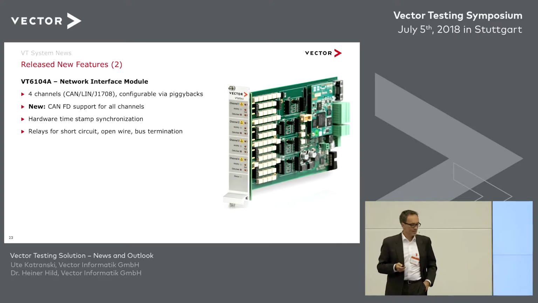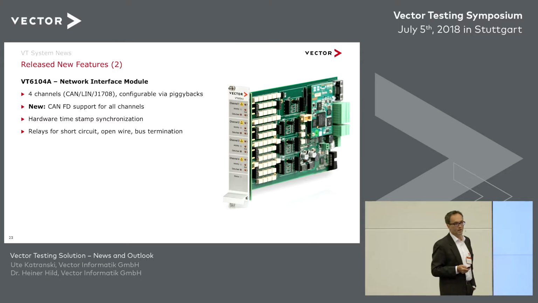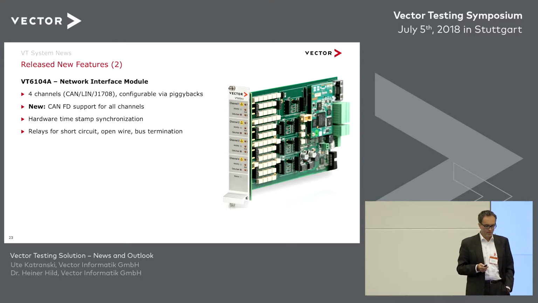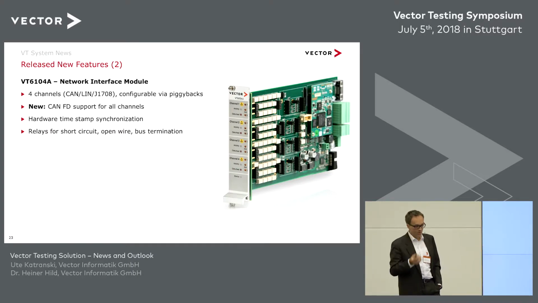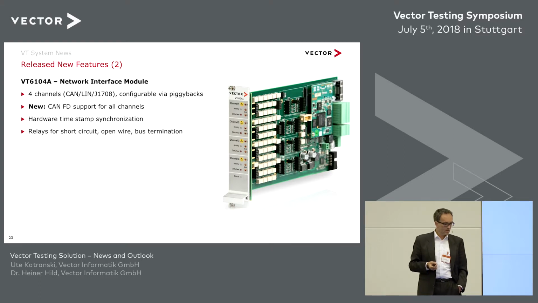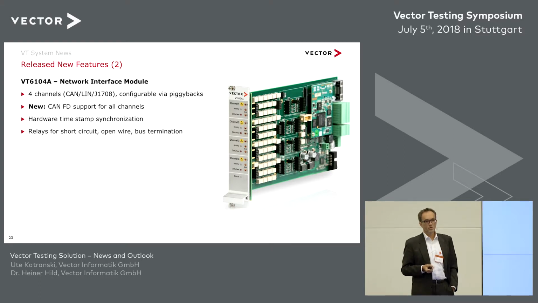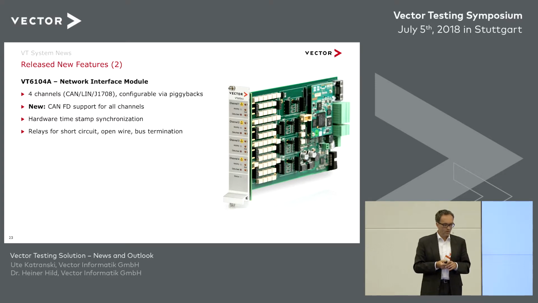But then there is also module news. We've got the network interface, the smaller one of them, the 6104. We've revised it. It's called 6104A now, like the predecessor module. Already it has 4 channels, CAN, LIN, J1708, but newly CAN-FD support, and it's also CarLine capable. So that lifts things from the bottom, and the old one has expired there.